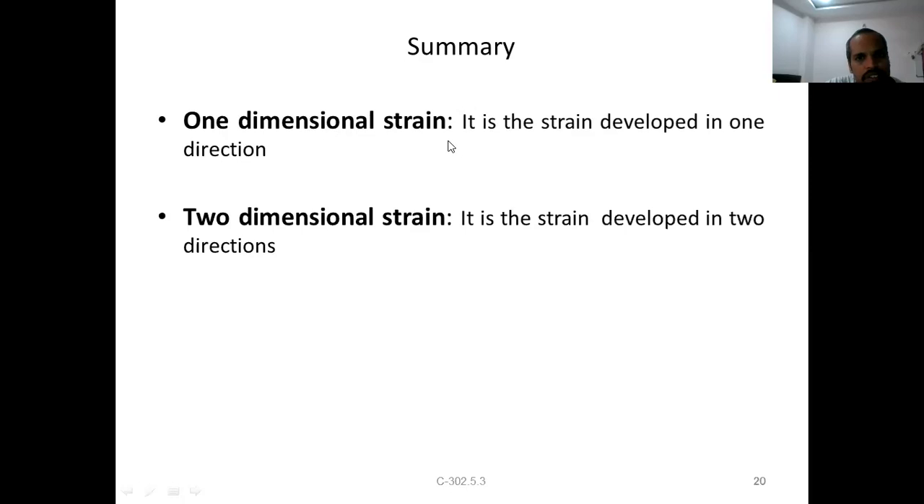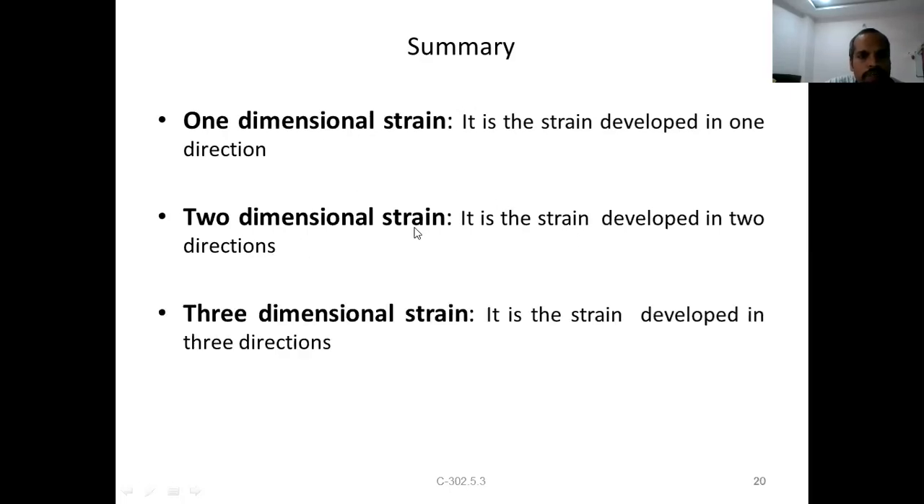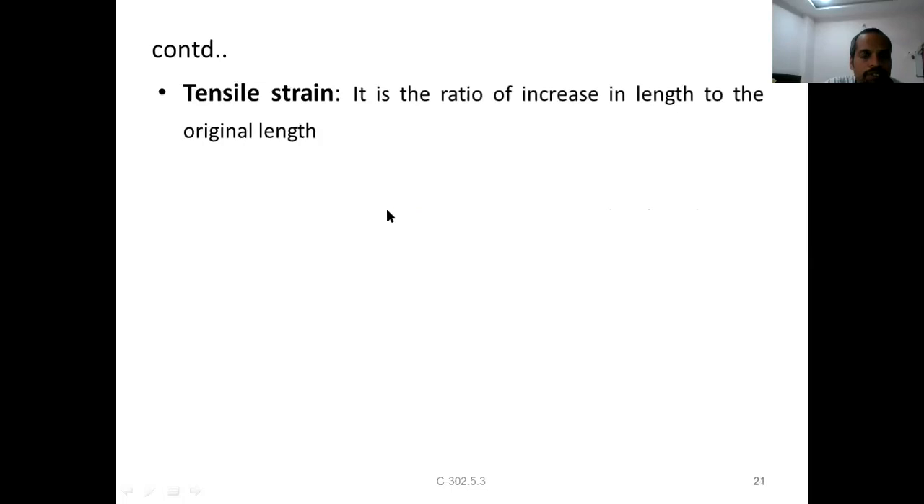One-dimensional strain means the strain developed in one direction, right? If it is developed in two directions, it is called a two-dimensional strain, and if it is developed in three directions, it is called a three-dimensional strain, right? So there are different types of strains according to the number of directions. Now coming to the other types, based on the nature of strain.